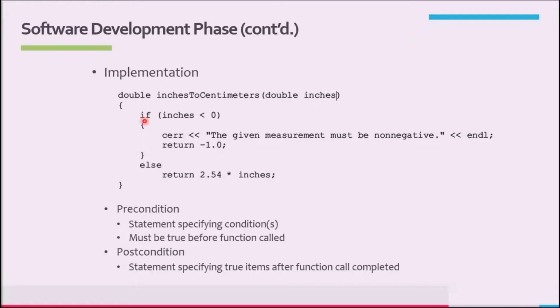Okay? So for instance, we have here a function named inchesToCentimeters. The data type is double, and then you've got here the parameter, inches, in double. Now, if inches is less than zero, then the given measurement must be non-negative. So it should have the notification, the given measurement must be non-negative. And then this would return negative 1.0. Else, this would return 2.54 times the value in inches.